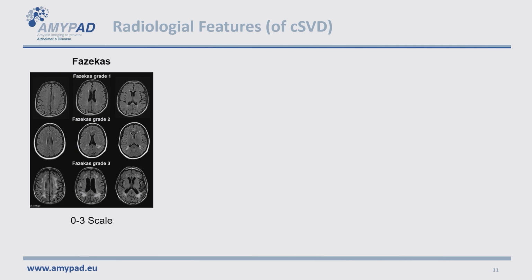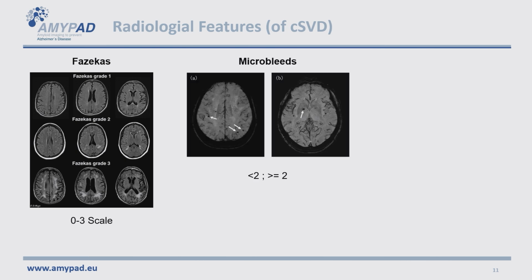So starting with the radiological features of cerebrovascular disease, here we focus on something called the Fazekas scale. This is a scale that evaluates the presence of these white spots in your white matter. It's a scale that goes from 0 to 3, with 0 not having any white matter lesion and 3 having a lot of them. We also looked at the presence or absence of microbleeds, so small hemorrhages in your brain, and we divided participants as having less than 2 or more than 2, based on the most recent criteria.